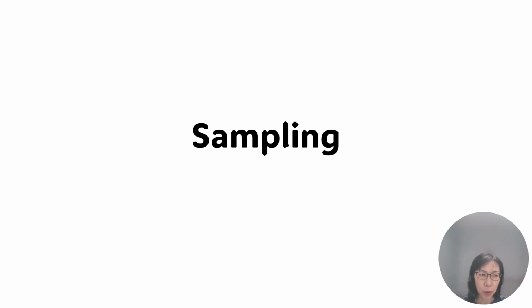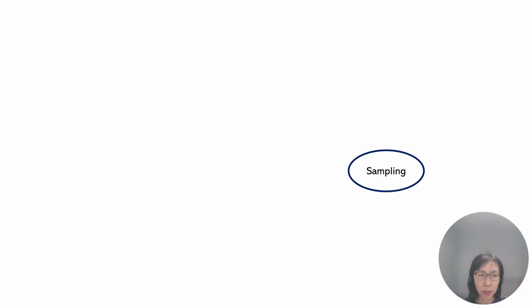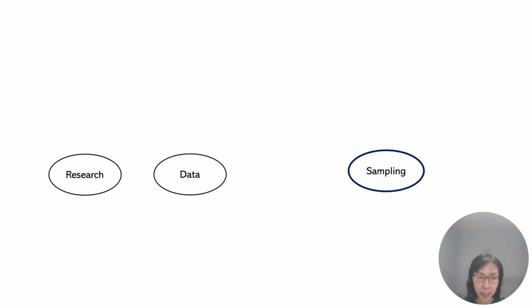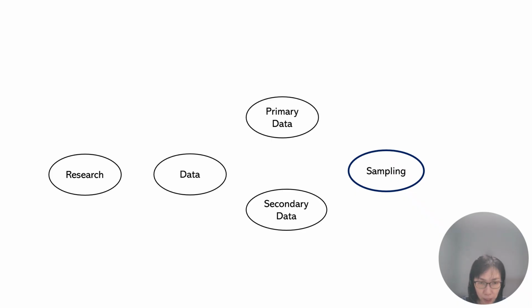So today I'm going to discuss sampling. When I talk about sampling here, this is referred to research. When we need to conduct research, basically we will need to have data. And data are divided into primary data and secondary data. For today's purposes, I'm referring to primary data collection.